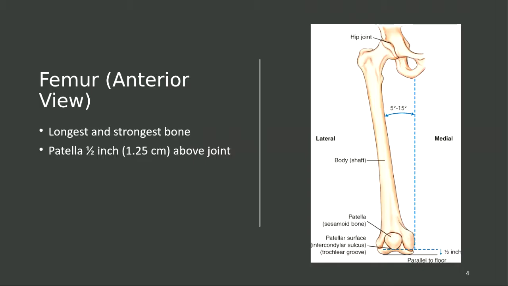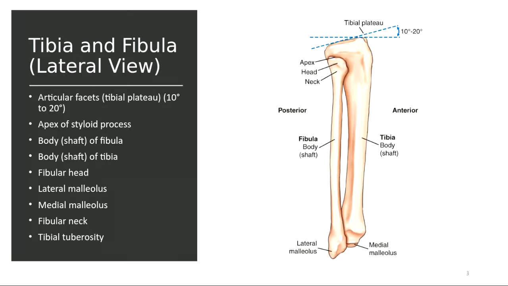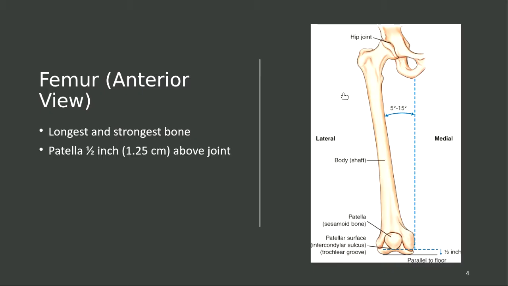Now, going back, the knee is actually made up of the proximal portion of the tibia and fibula and the distal portion of the femur. So we have the distal portion of the femur and the proximal portion of the tibia and fibula. So when we look at the femur in the anterior view, and this can be found on page 219, it is actually the longest bone in the body and also the strongest bone in the body.